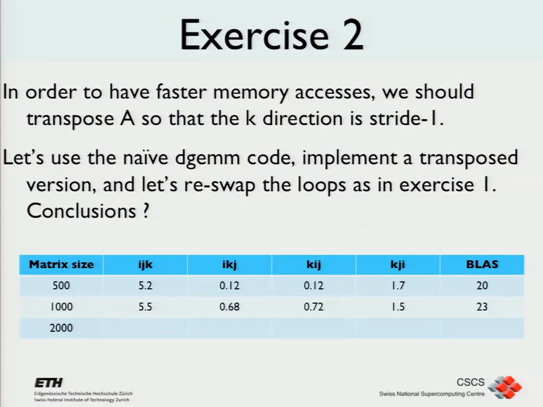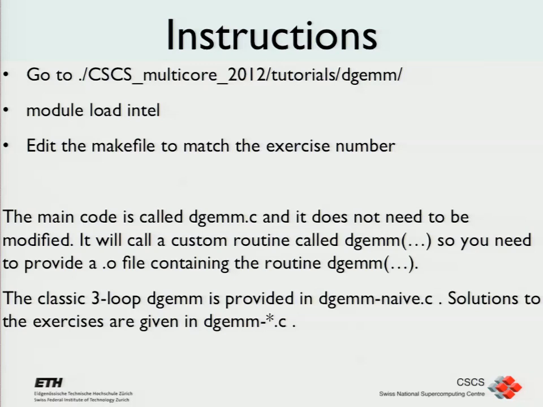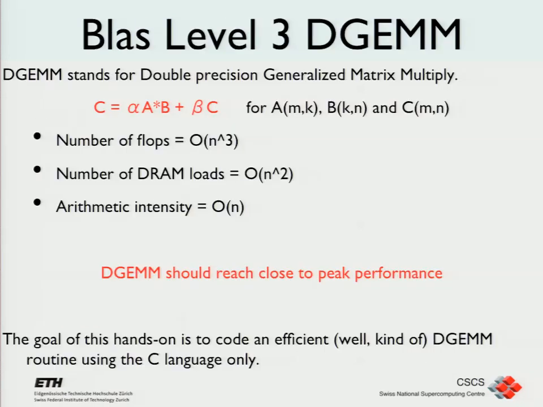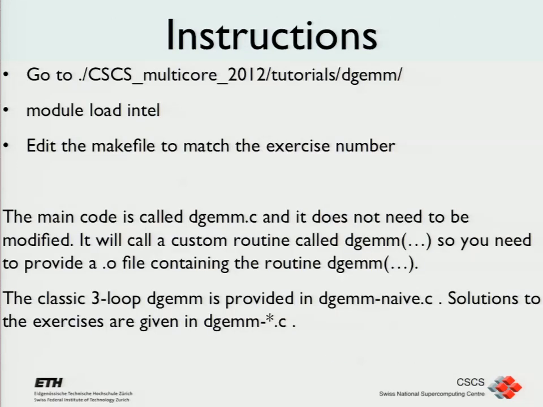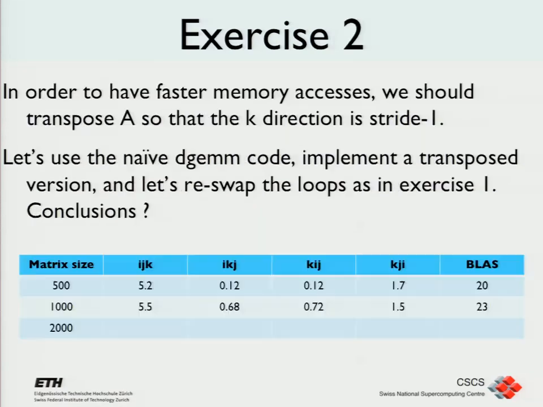So if we want to be stride 1, if you look at the implementation, there, then if you transpose A, you will get K just like it is in B. So both B and A will access data in a stride 1 way. So the problem is that there's an extra step. You need to transpose the matrix and copy it into another array.